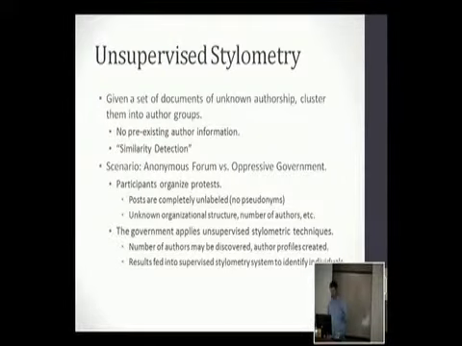A privacy scenario here would be some sort of anonymous forum versus potentially an oppressive government. Participants in this forum might use it to organize protests. They might use it to discuss strategies. These posts could be completely unlabeled. There's no pseudonyms. You don't know the organizational structure. You don't know how many authors there are.